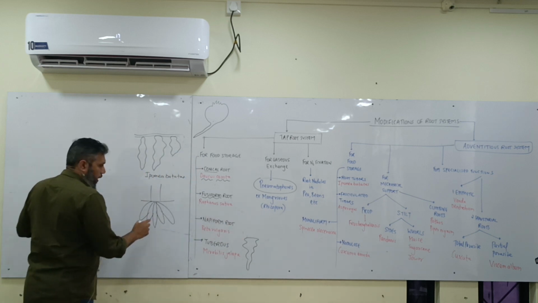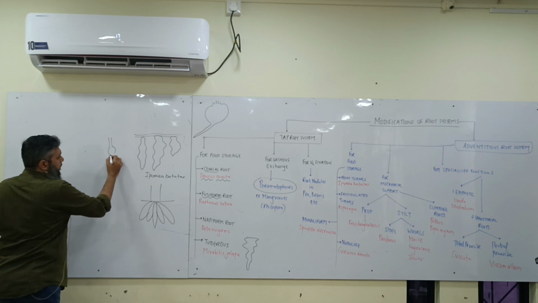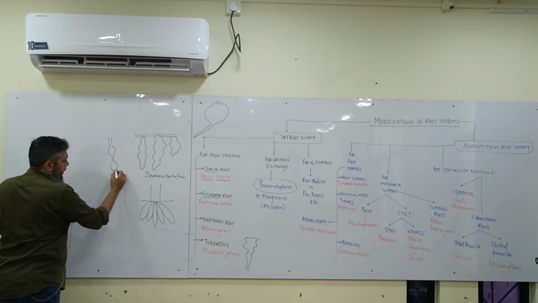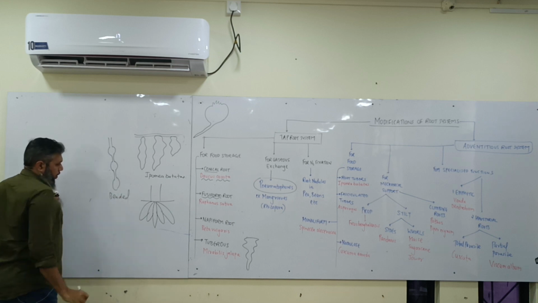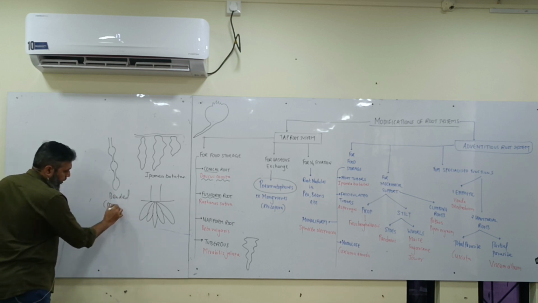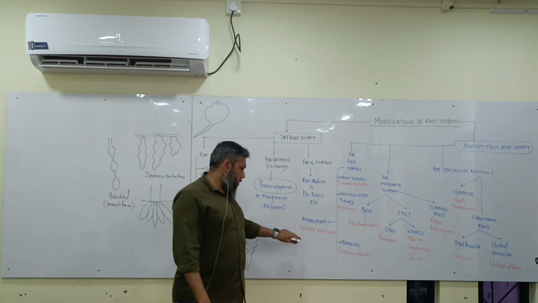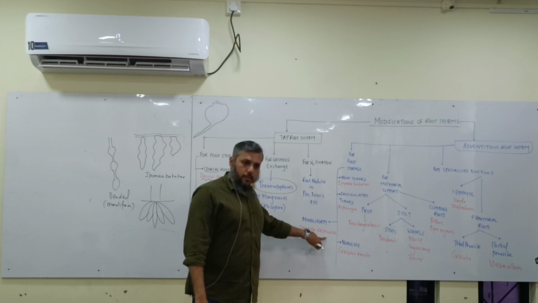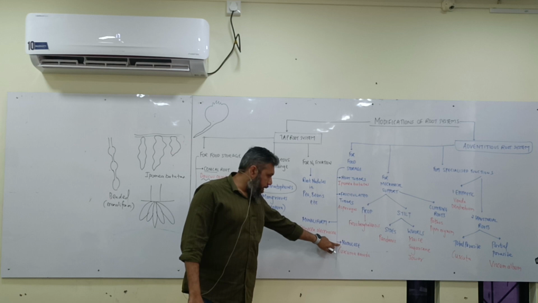Monoliform. In monoliform, the roots show the presence of beads. Monoliform means beaded; beads are visible like this. Beaded means monoliform, okay? Example is spinach, that is Spinacia oleracea, spinach.